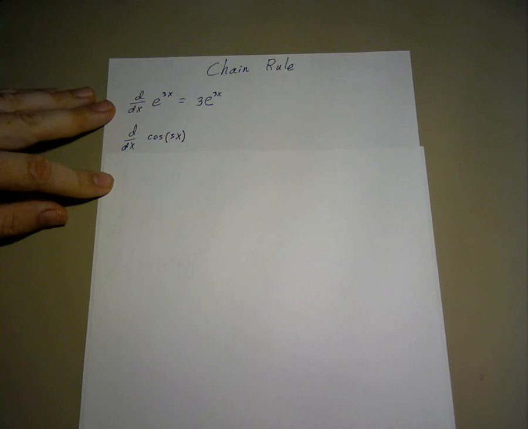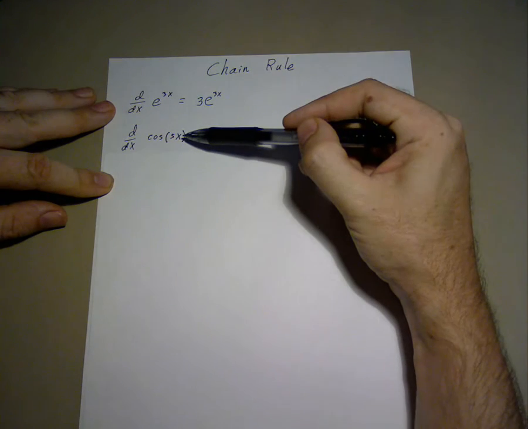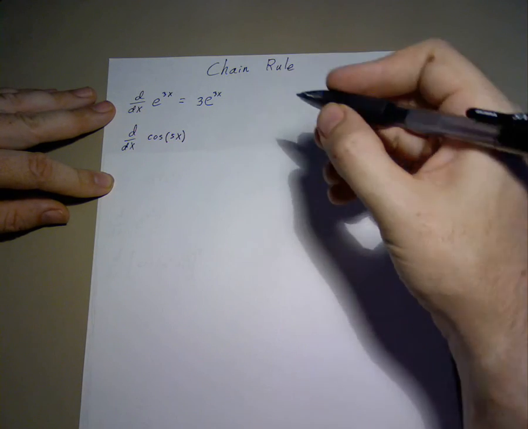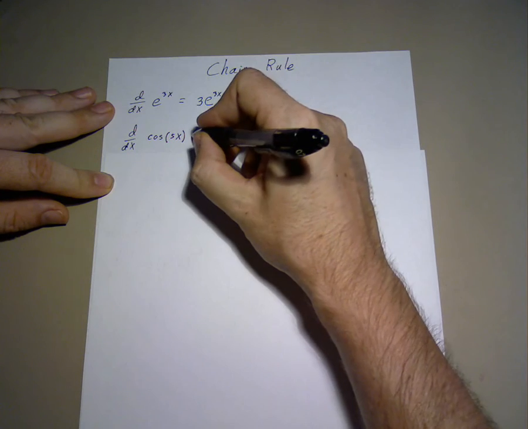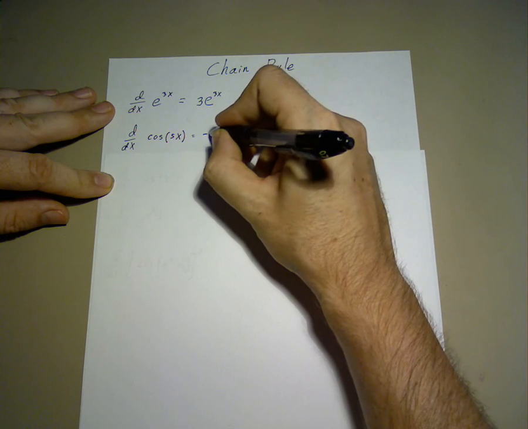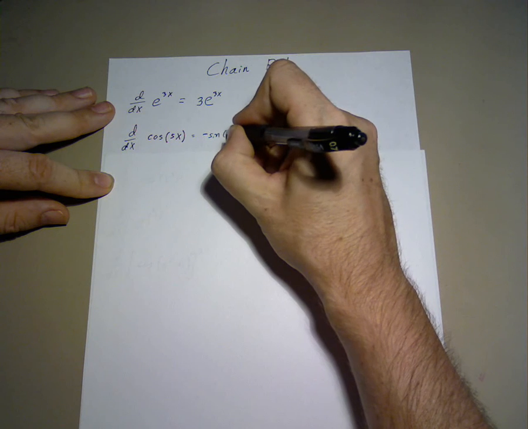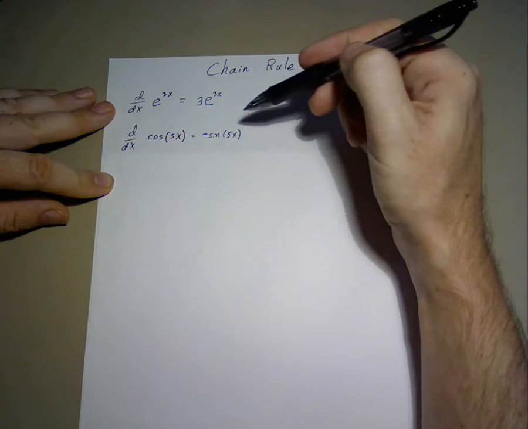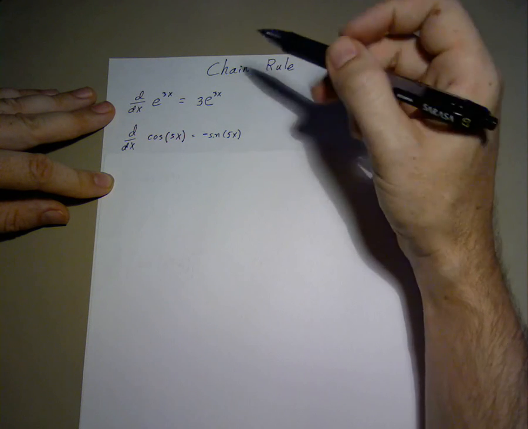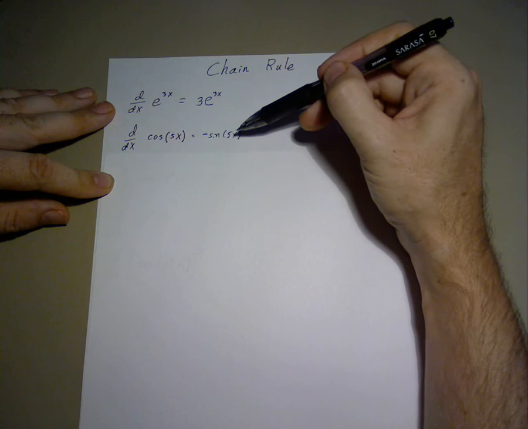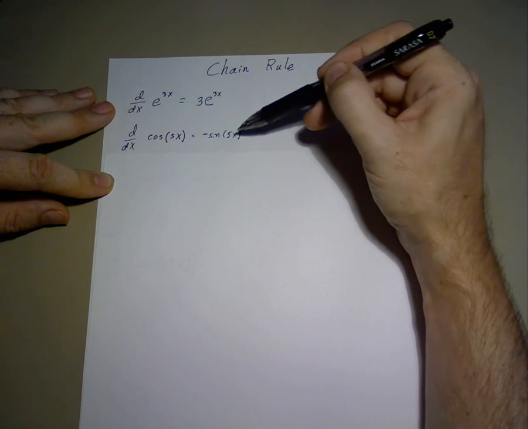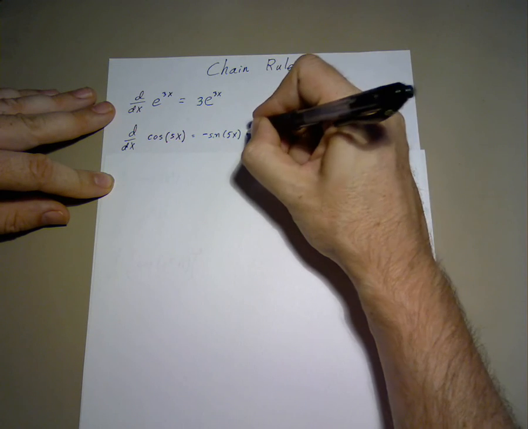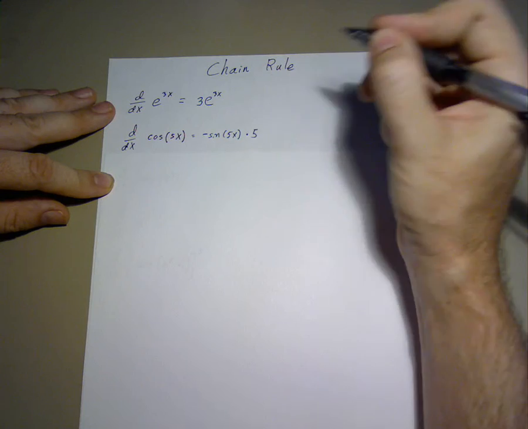Likewise, we would apply this to cosine of 5x. The derivative of cosine is negative sine times what's in the parentheses, keeping the same quantity in the parentheses. Now we take the derivative of what was in the parentheses, which is 5. So we multiply this entire quantity times 5.